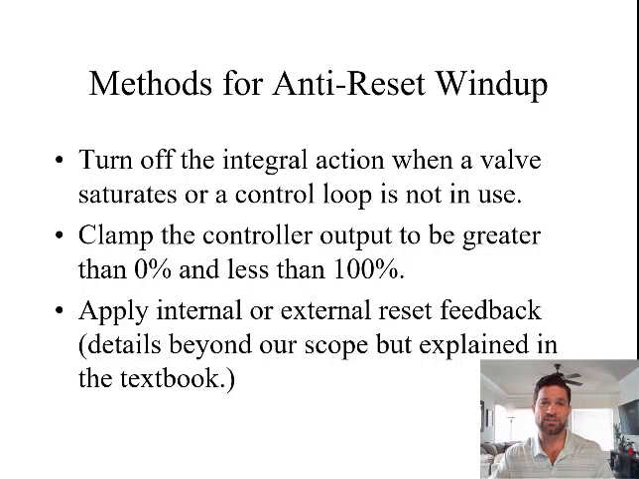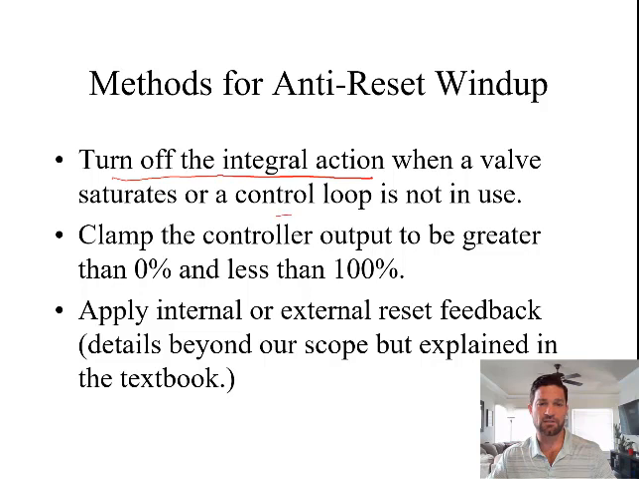It's useful to understand what the controller is actually doing so that this isn't going to disrupt or affect your process. Some of the things you can do: turn off the integral action when the valve saturates or the control loop is not in use. To turn off the control when the valve is saturated requires a measurement of the actual valve position. So you need to know that the valve's all the way open or all the way closed.